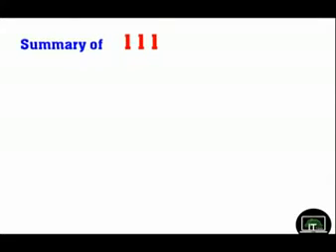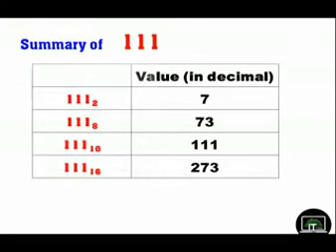Okay, just look at the summary of these things. If you write 1, 1, 1 as a binary number, the value becomes 7. If you write 1, 1, 1 as an octal number, the value will be 73. If you write 1, 1, 1 as a decimal number, you get the value 111. If you write 1, 1, 1 as a hexadecimal number, you get 273.